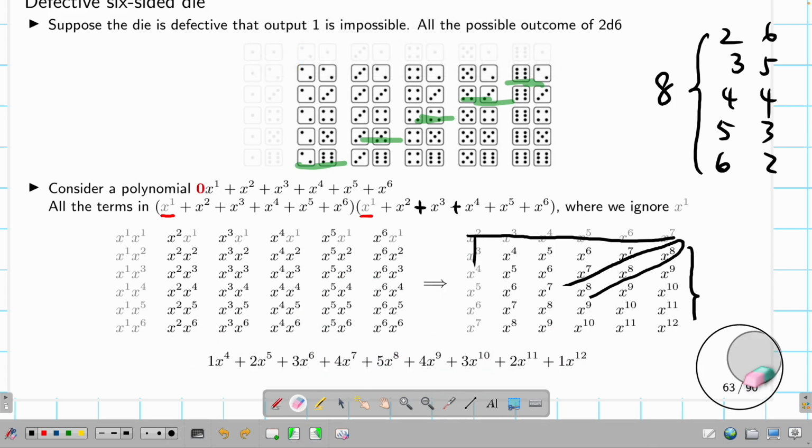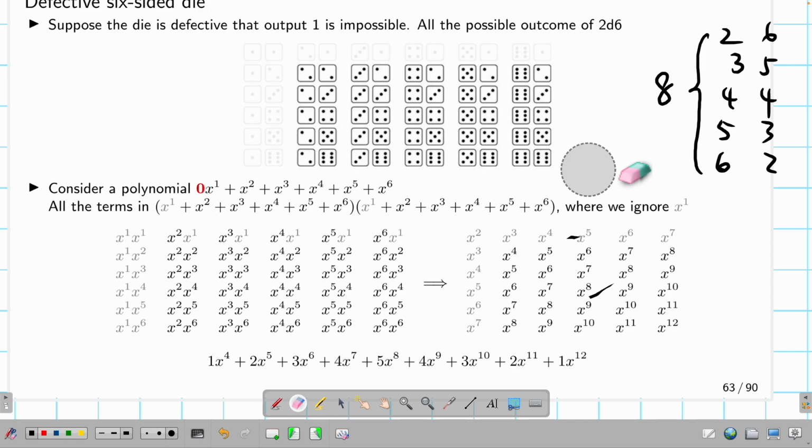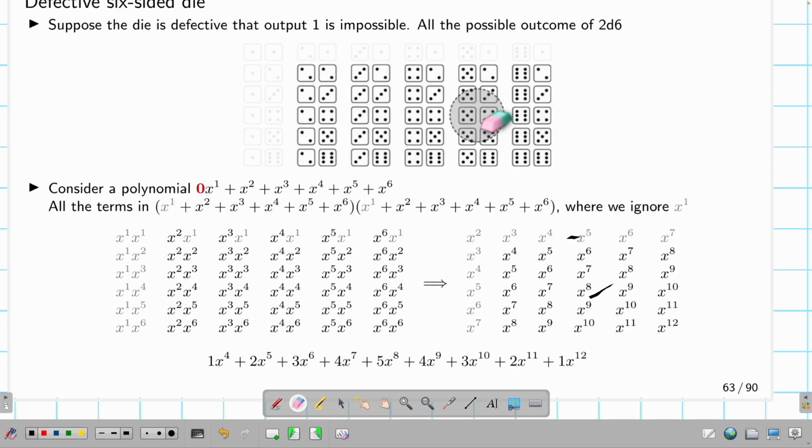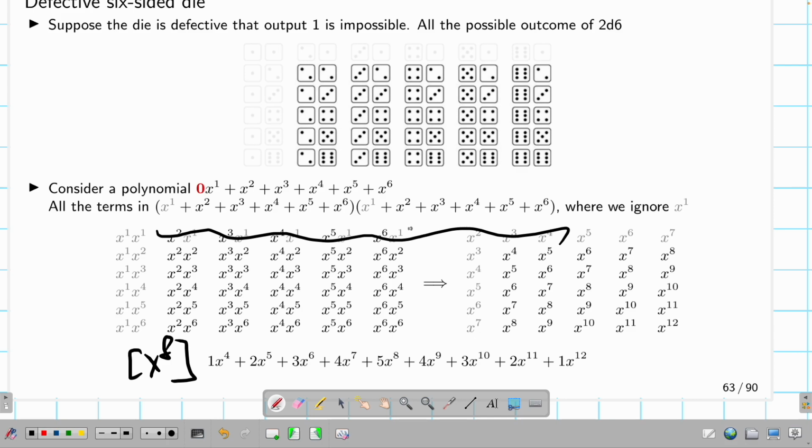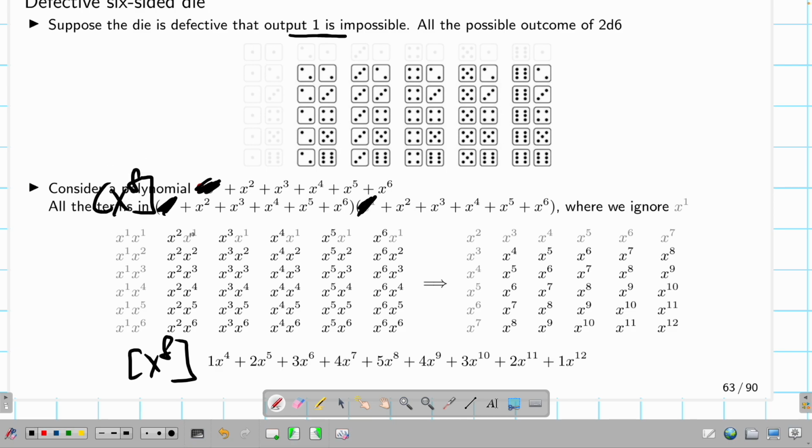So that means if I want to count the number of ways 2 dice give me 8, instead of throwing it and then counting how many of them give me 8, I can actually consider the coefficient of x8 of this product. This die is impossible for 1, so I remove it, and I remove it, and then I find my x8 coefficient, and it gives me 5, which is the correct one. That means I'm using bijection to do combinatorics.